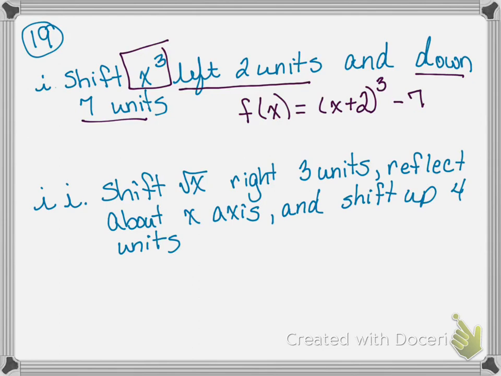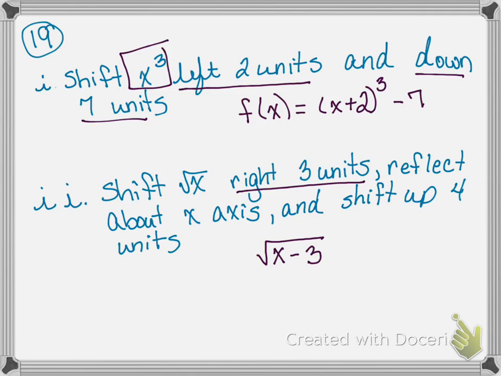Now, for part 2, our parent function is the square root of x. So we're going to start with the square root of x. Now we want to move this right 3 units. And anytime we go right to left, we are opposite value. So since we want to go right 3 units, we're going to have subtract. And that's going to go inside my radical or my square root sign.